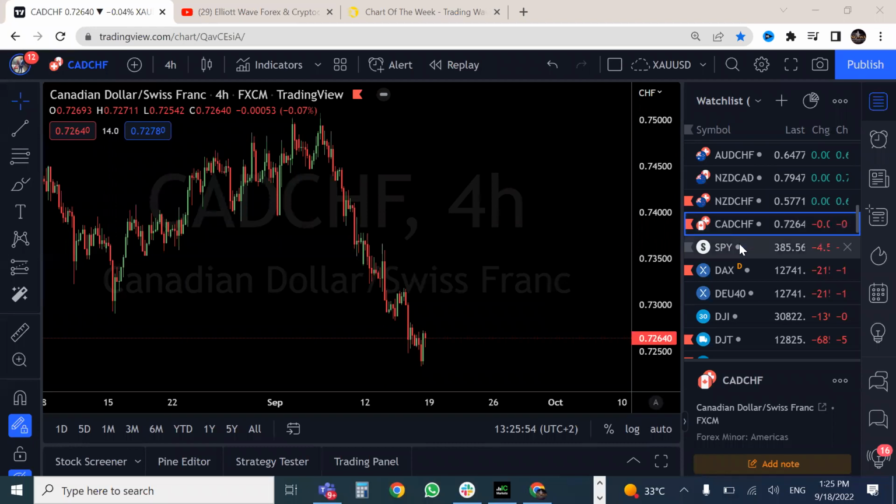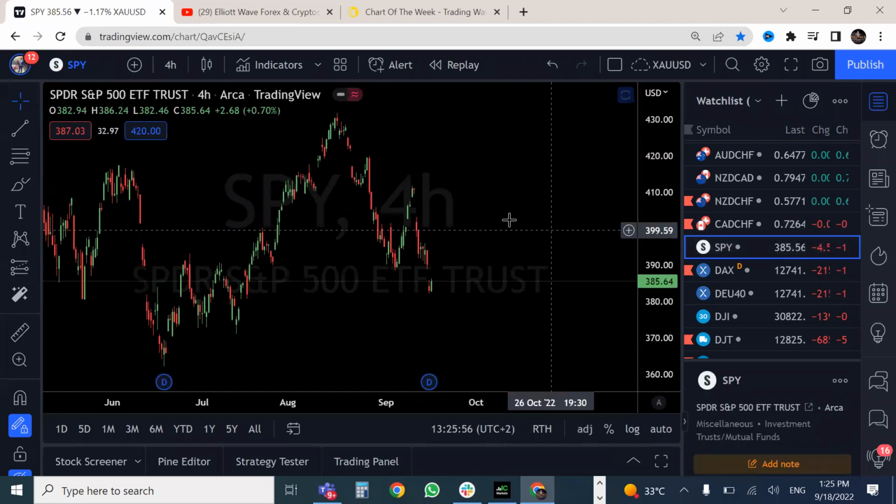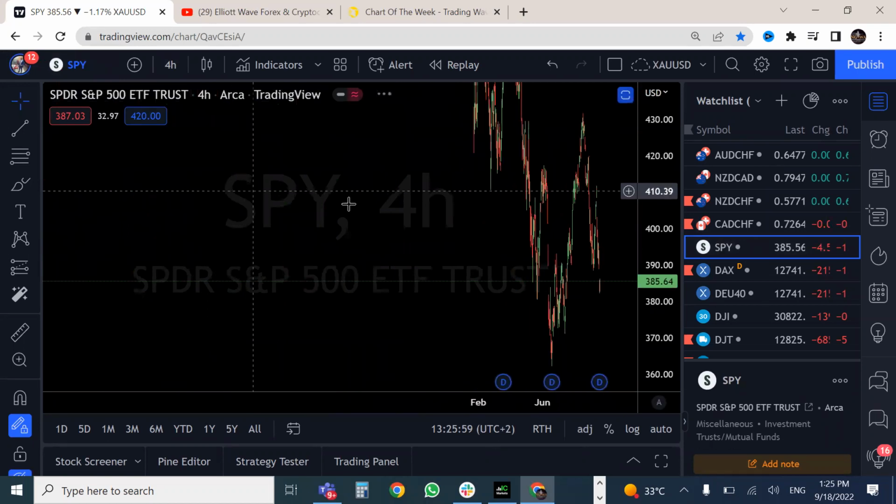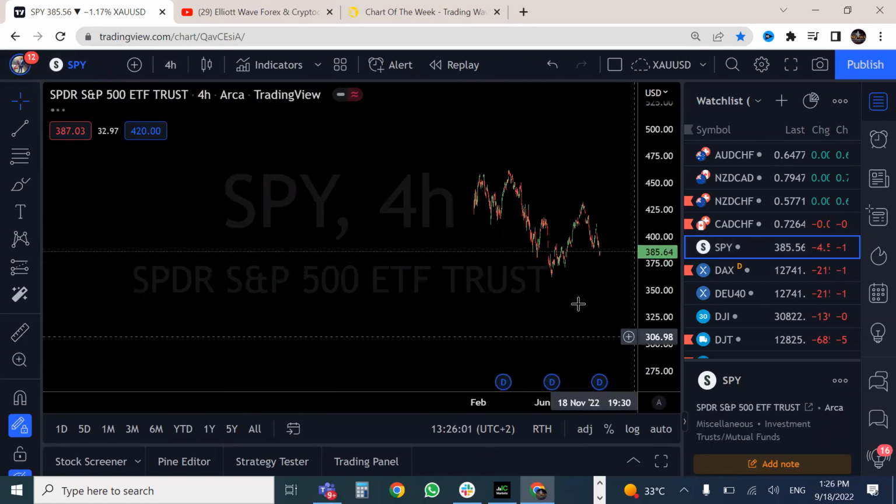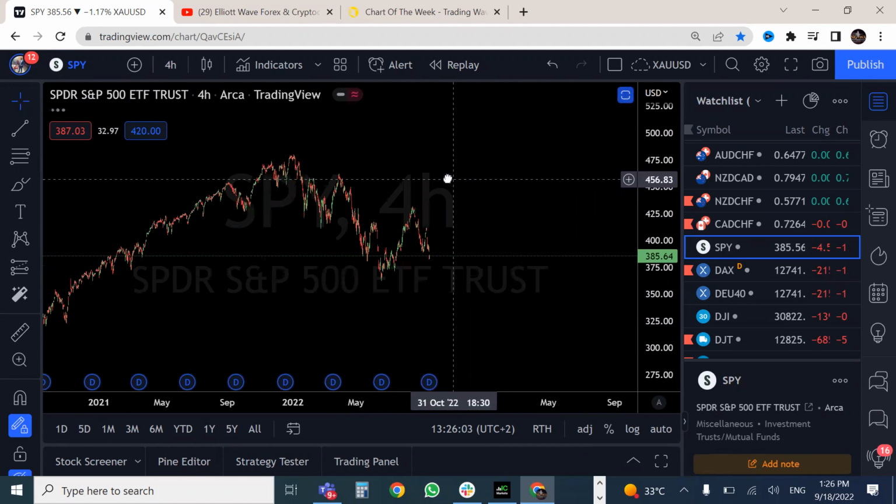Right, so the last group of the pairs that we're going to look at here are the indices. Let's look at the S&P 500. Nothing has changed from what we're anticipating as far as the S&P 500 is concerned. So let's have a look at this.